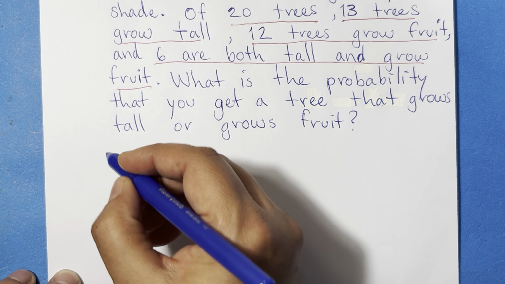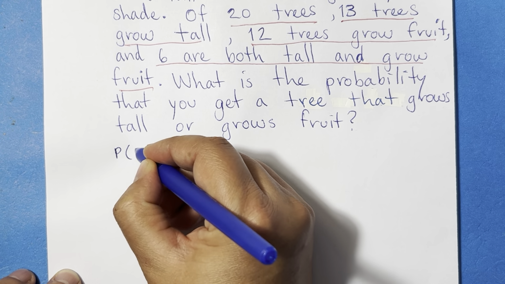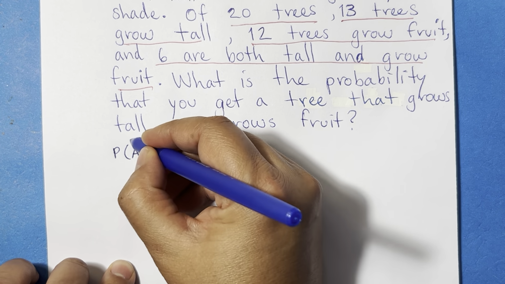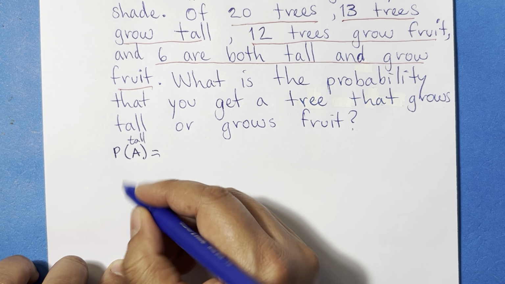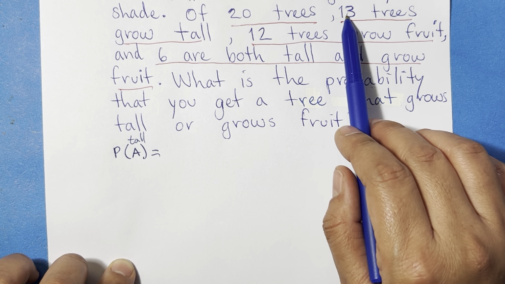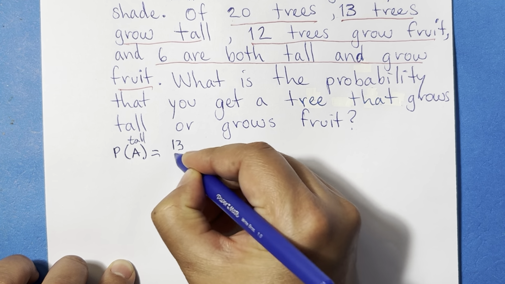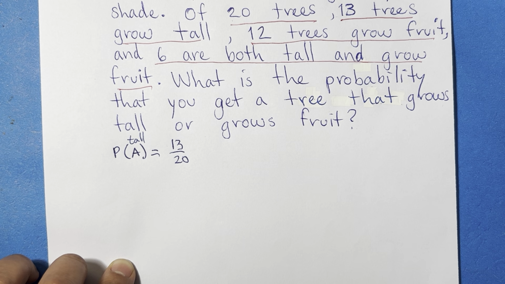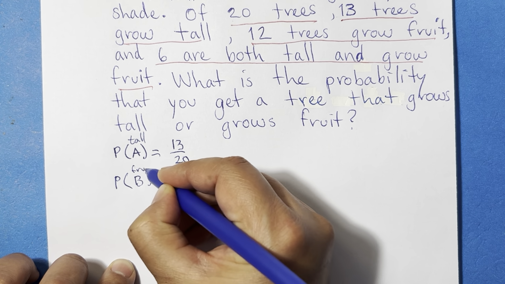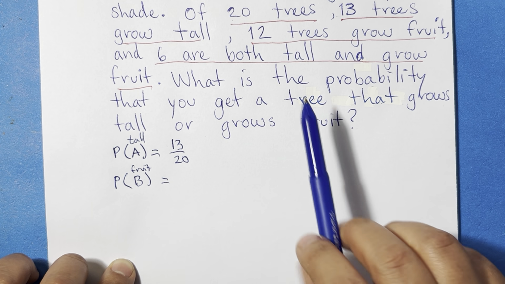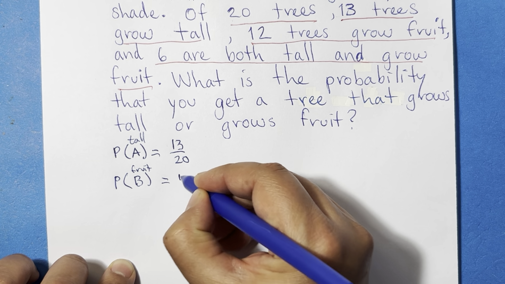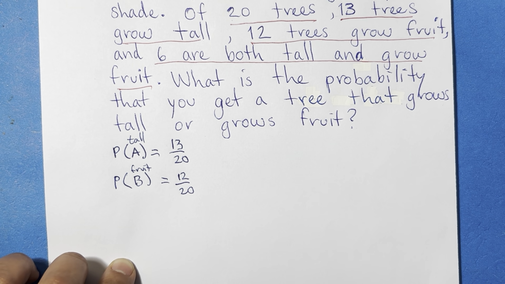So, what is the probability of event A happening? Well, what is that? That will be that the tree is tall, okay? The probability of it being tall will be 13 out of the 20. What is the probability of it growing fruit? Well, it says that 12 trees grow fruit, so 12 out of 20.